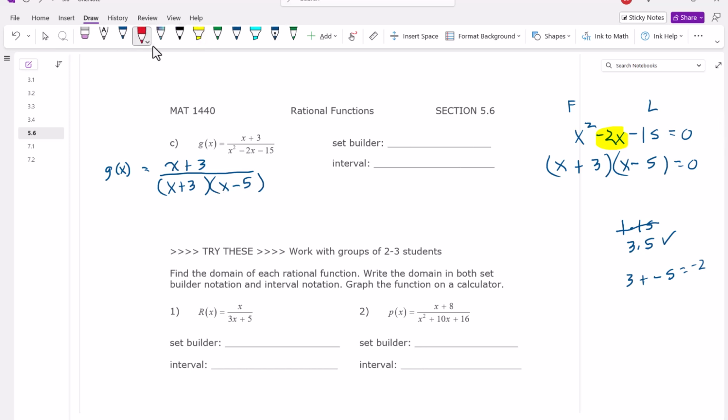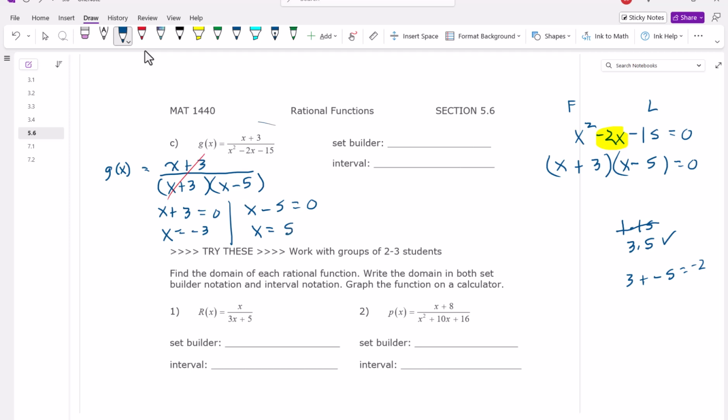So here's what happens. Now you're going to say, okay, that cancels. Yes, it does cancel, but it does not eliminate this from the domain. So what you have to do is you have to still solve these two equations. Don't cancel it out and ignore it because you're going to miss part of your domain. So this is x equals negative 3. This is x equals 5.